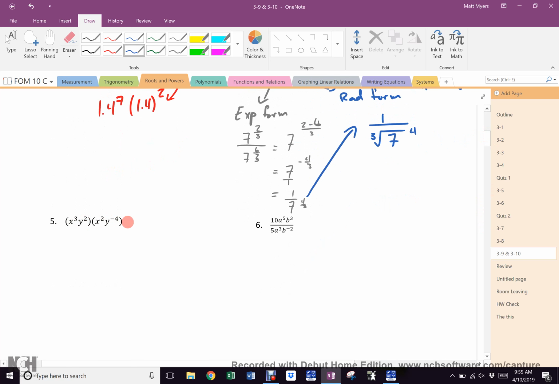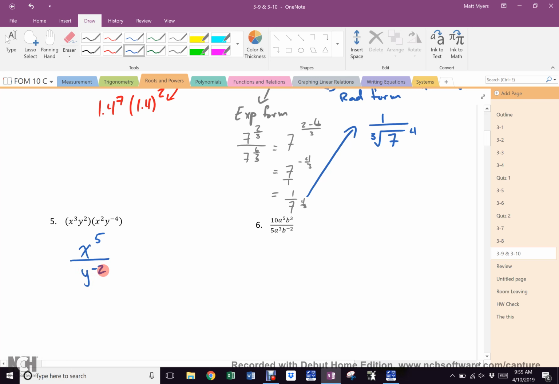Easy peasy. 2 seconds. Go. What's the answer? No, it is not 5. What is the answer to number 5? This is a good question because I'm going to talk about it in a moment. X to the, no, 5th over y to the negative 2.